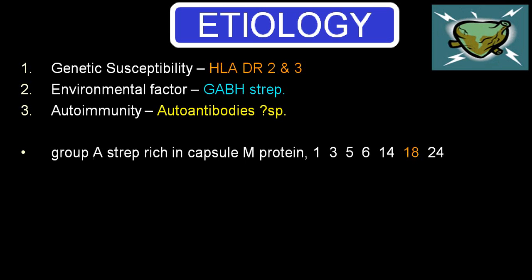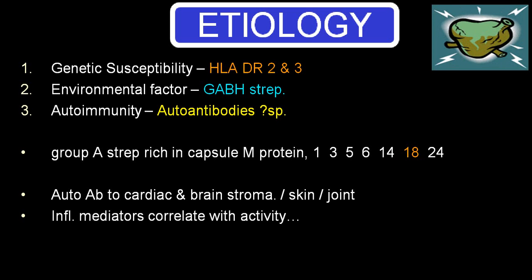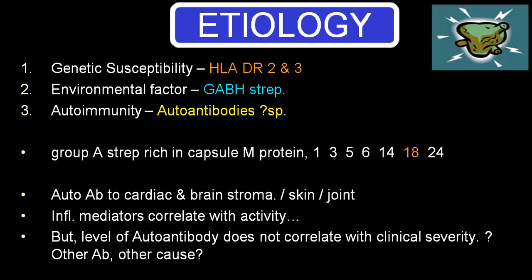Genetic character wise, HLA DR2 and DR3. There is a formation of antibodies which are recognized as autoantibodies, and there are certain groups. In group A, it can be 1, 3, 5, 6, 14, 18 and 24. Autoantibodies will be there to cardiac structures like myocardium, pericardium or endocardium, or brain stroma, or to the skin and to the joints. We'll show you in a pathophysiology. Because of the autoimmune mechanism, there will be release of inflammatory mediators, and this will result in involvement of the skin, joints, brain and cardiac structures.